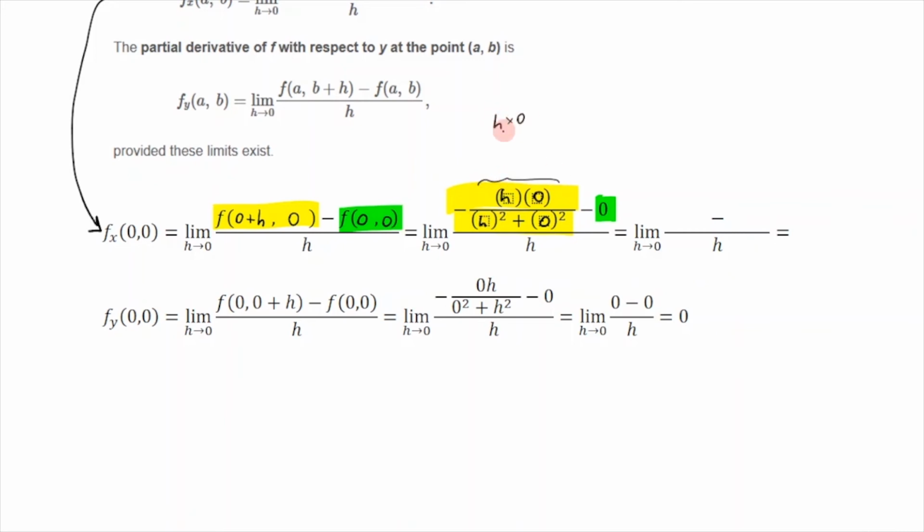H times 0 divided by h squared, h cancels, and we get 0 over h, which is identically 0 because h is non-zero. So then we have 0 minus 0 divided by h, which is 0 when we evaluate the limit. For this one, I'm not going to show you the details, but you'll use this formula instead, and instead of x, it's y that's going to have h added to it, and then you'll get really similar calculations to get to the same answer.